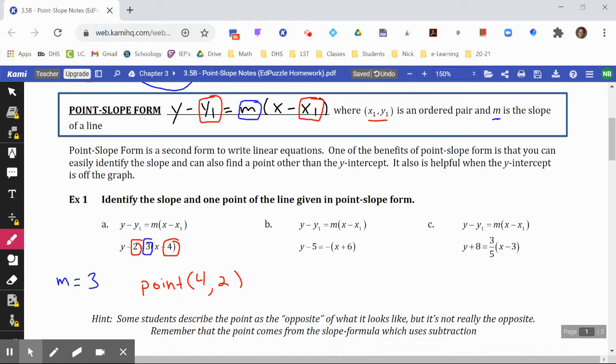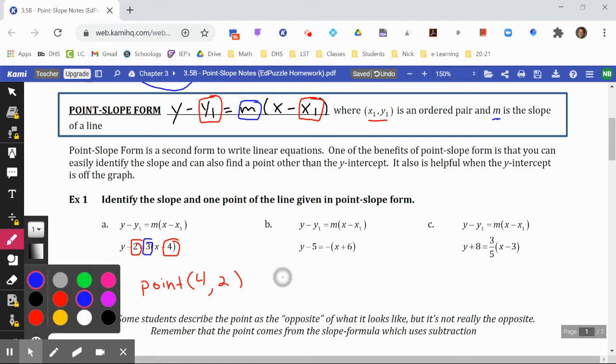All right, now let's go ahead and look at example B here. My equation on B is y minus 5 equals negative, parentheses, x plus 6. So again, let's identify that slope first.